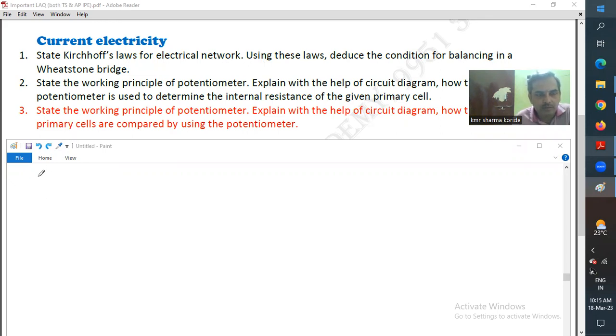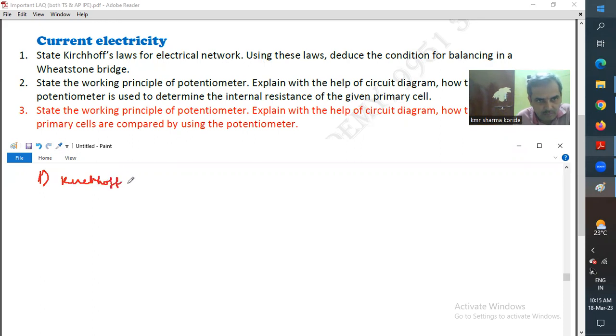Okay, so there are two Kirchhoff laws. The first one is called Kirchhoff's first law. You can also call it KCL, Kirchhoff's current law, or you can also call it junction law. Yeah. So statement.